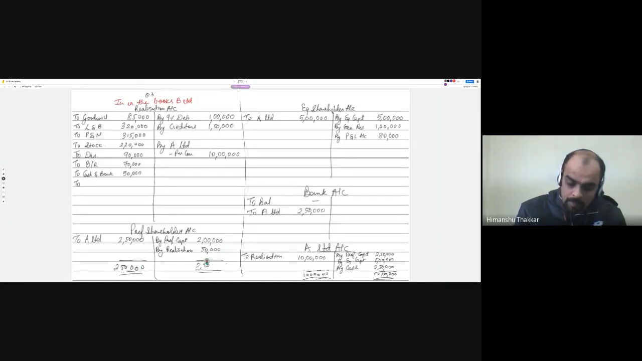Transfer this profit to preference shareholders, 50,000. Then you're also making expenses on realization. So to bank, expenses 10,000, posting it in the bank account. By realization expense 10,000.